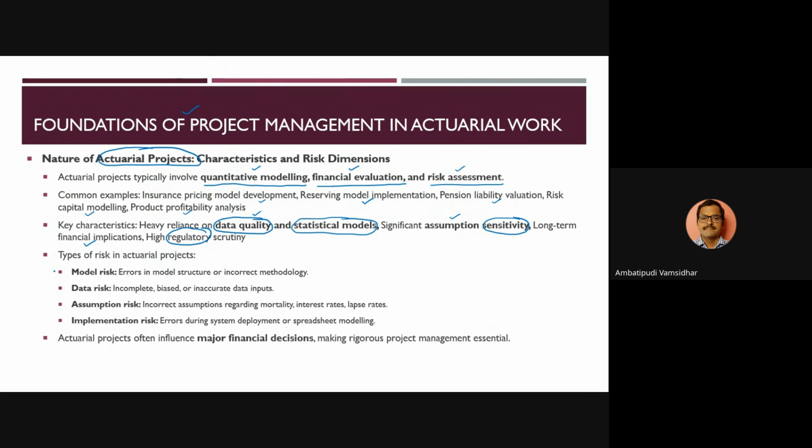And when I look at the broad risks that can exist in typical actuarial projects, one major risk is model risk. You might not specify the model correctly. The overall structure of the model itself could be erroneous. You might be using incorrect methodology to arrive at the computations, calculations, etc. And because of that, you might land into wrong outputs, erroneous outputs, because you did not design your model structure appropriately.